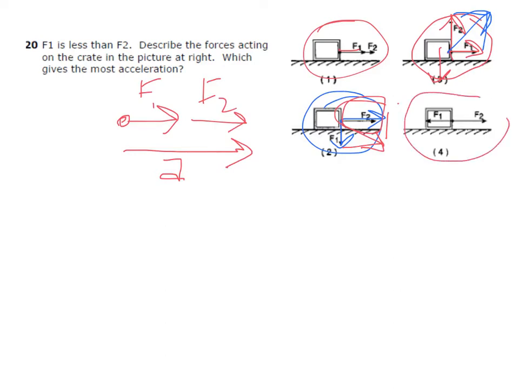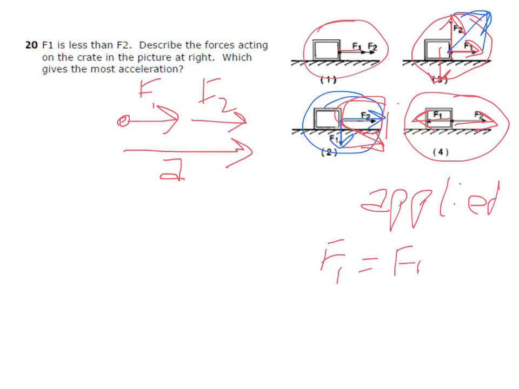In the last one over here, one of these is pulling forward. We could call that the applied force, and the other one is pulling in the opposite direction, F1. So F1 could be described as perhaps the friction force. It could be friction that's holding the box back, or it could be someone pulling in the other direction.